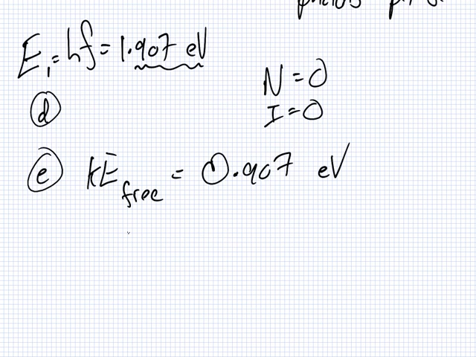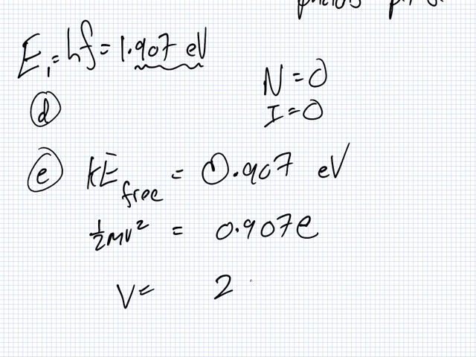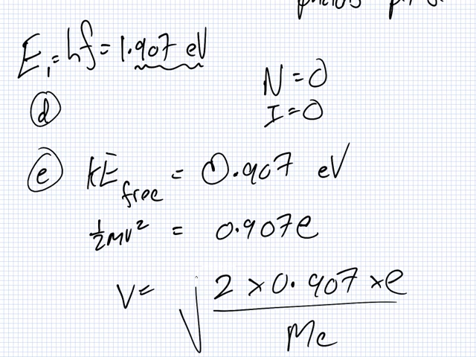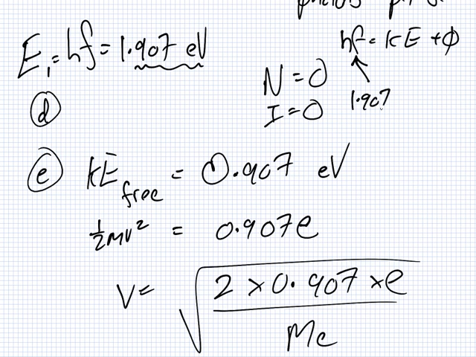Now, the reason I'm doing this is because I would love to know the v of my freed electron. And of course, I need to change this into joules. So my v will be the square root of twice 0.907 times e over the mass of the electron. Yeah, because of this formula. What was the formula? hf equals KE plus work function. So this was 1.907 electron volts, and this was 1 electron volt. So this must be 0.907 electron volts.